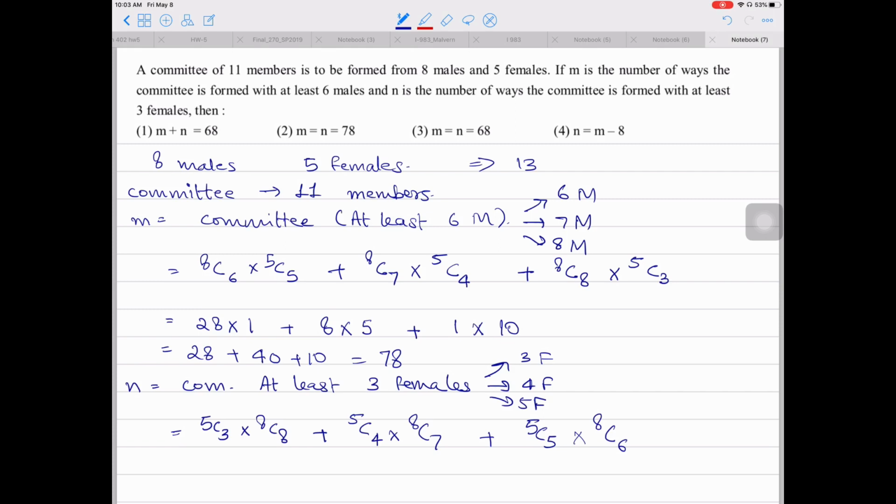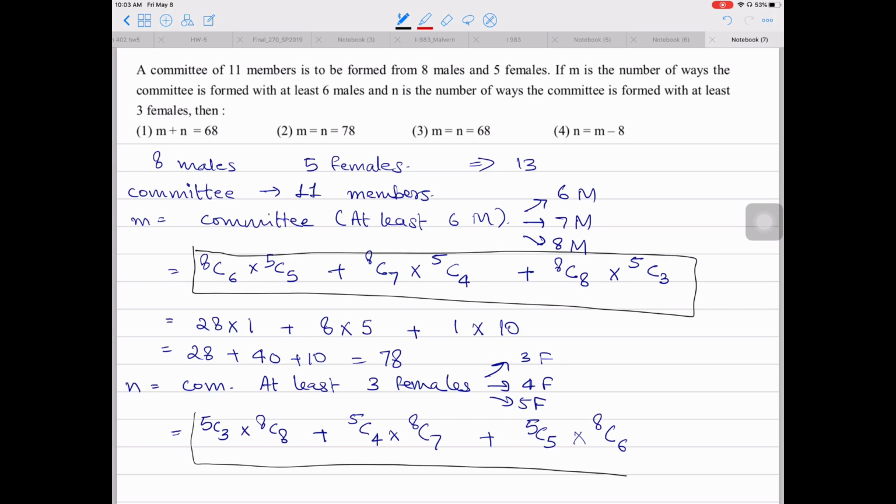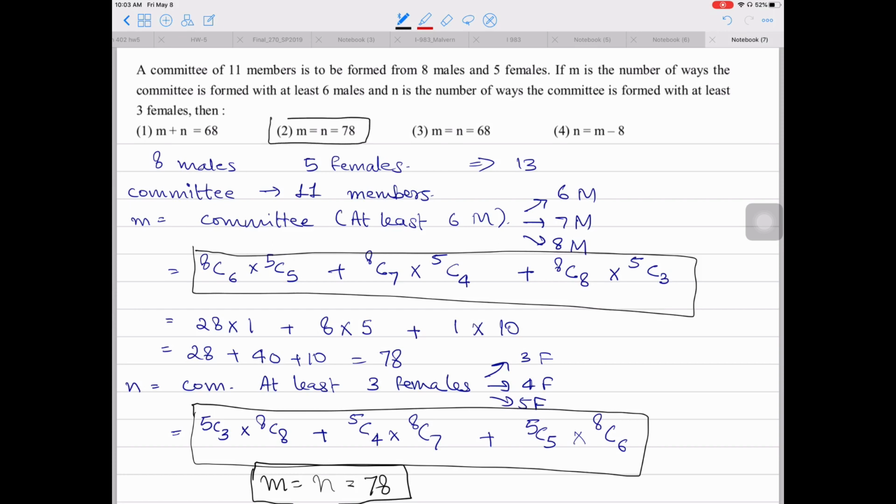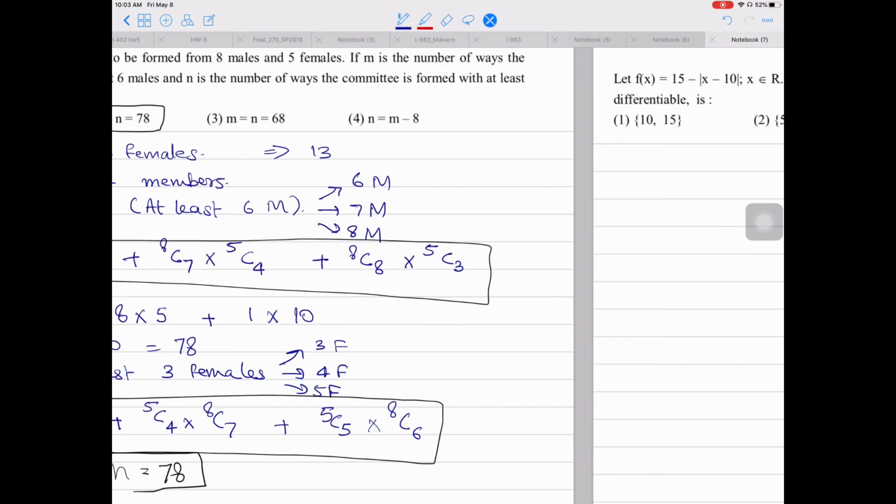And even without calculating the value of n, we can see that this number over here and this number over here, these two are exactly the same. So we know that m equals n, which equals 78, which is our answer, which should be option 2, m equals n equals 78. Let's move on to the next question.